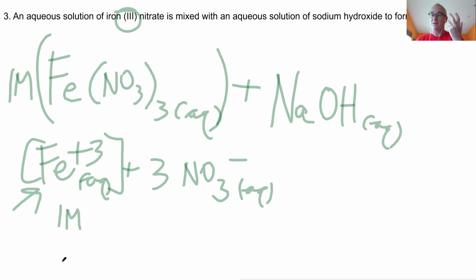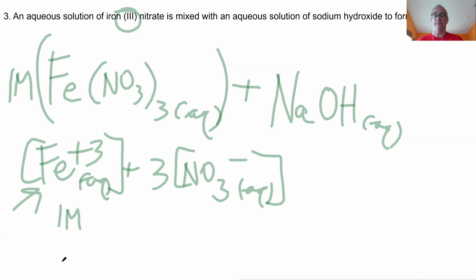If I dissolve 1 mole of iron 3 nitrate in a liter of water, I've got 1 molar iron 3 nitrate. And since it's in solution, it means it all ionizes. Therefore, I must have 1 molar iron 3 plus. Iron ions have the same concentration. What about nitrate ions? What's my concentration of nitrate ions? Three molar. Right, exactly. 3 times as much.